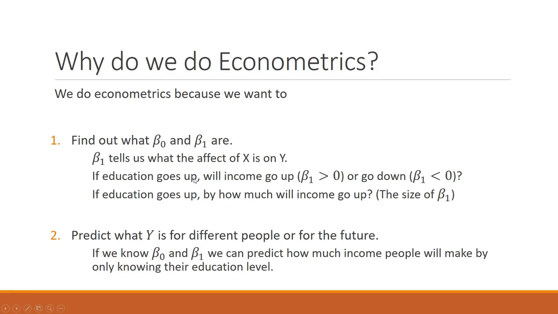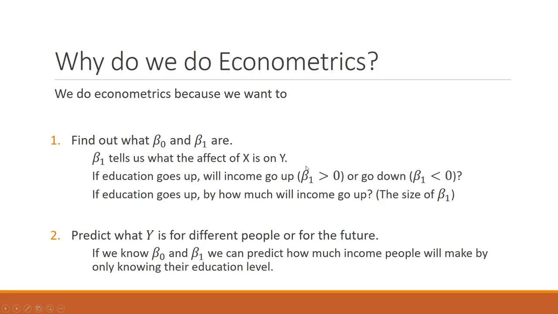If education goes up, will income go up? That would be if beta 1 is greater than 0. Or does it go down? So that would be if beta 1 is less than 0. So basically we want to know the sign. We also want to know if education goes up or down, by how much does it go up? So if education goes up, by how much will income go up? So this would be the size of beta 1.